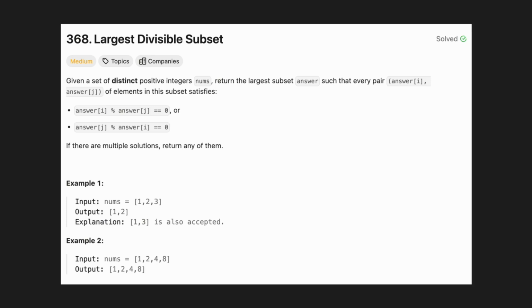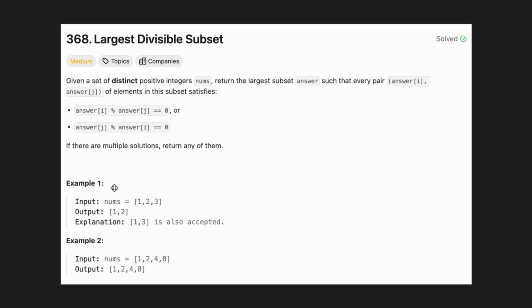Today we are solving largest divisible subset. So the problem states that we are given a set of distinct positive integers nums, and we want to return the largest subset answer such that for every pair, one or the other of the numbers can divide the other number and have a remainder of 0. And if there are multiple solutions, we can return any of them.